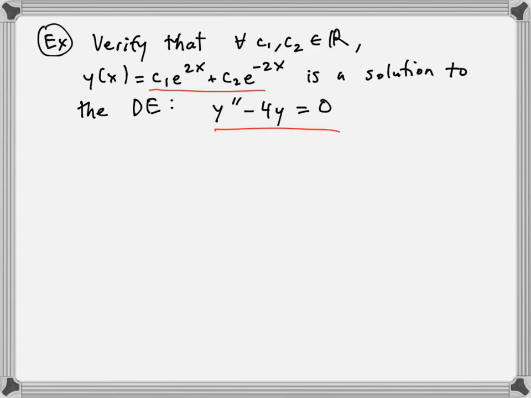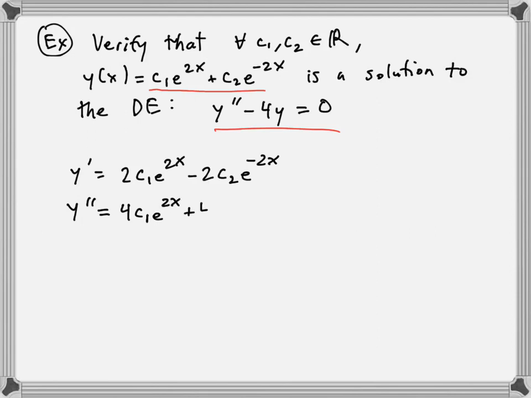So the way you do that is by taking as many derivatives as you need in order to plug it into the differential equation. So let's go ahead and take a couple of derivatives, okay? So what is y prime equal to? Now notice y prime doesn't appear in the differential equation, but y double prime does, so we do need to find the first and the second derivative. So the derivative, using the chain rule, is 2c1 e to the 2x minus 2c2 e to the negative 2x. And now let's take a second derivative. This becomes 4c1 e to the 2x, and then this becomes plus 4c2 e to the negative 2x.